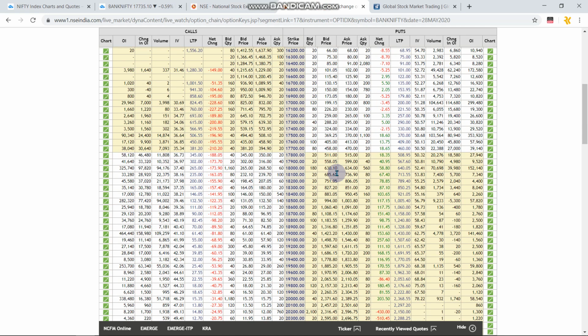And let us go to the Bank Nifty as well. In Bank Nifty, you can see the major support is at 17,500, as I have said, with 3,50,000 contracts of open interest at the 17,500 level, whereas on the upper side 18,000 has the same amount of open interest.